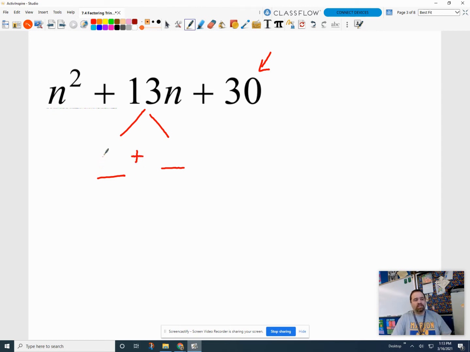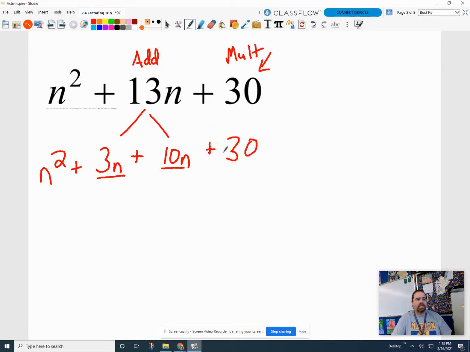Now, there's a reason I picked this one, because I think it's pretty obvious that it's 3 and 10. Okay, 3 plus 10 is 13. 3 times 10 is 30. So we need numbers that add to the middle and also multiply to the end. Okay, those are the two important numbers. Add to the middle, multiply to the end. So once I've split that 13, everything else just drops down.